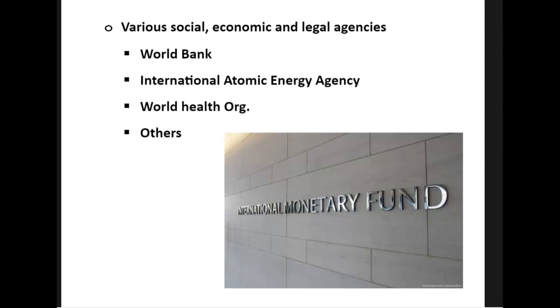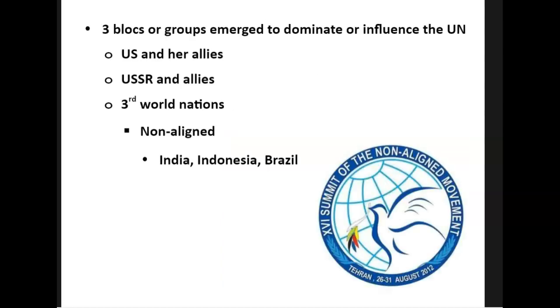Some various economic and social organizations: the World Bank, the Atomic Energy Agency, the World Health Organization, very active right now, and the International Monetary Fund, as you see in the picture. And then the world kind of divides into three groups: the U.S. and our allies, the USSR and their allies, and then what are called the third world nations, these non-aligned nations. You did an assignment on the non-alignment movement a couple weeks ago, so keep that in mind.